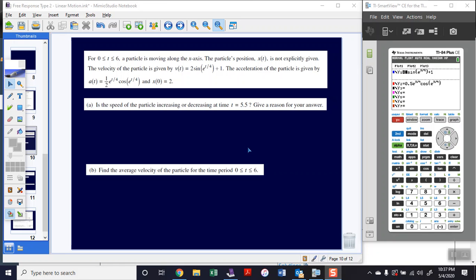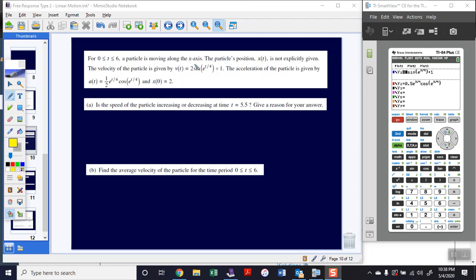Okay, here we go, guys. Today we're looking at problem 3 on your free response review type 2 linear motion, or as I would also call it, particle motion, where the particle moves along the x-axis. This is a classic one. It's got the particle moving for a particular time interval, 0 to 6. The time unit is not really given here, so we could just say seconds.